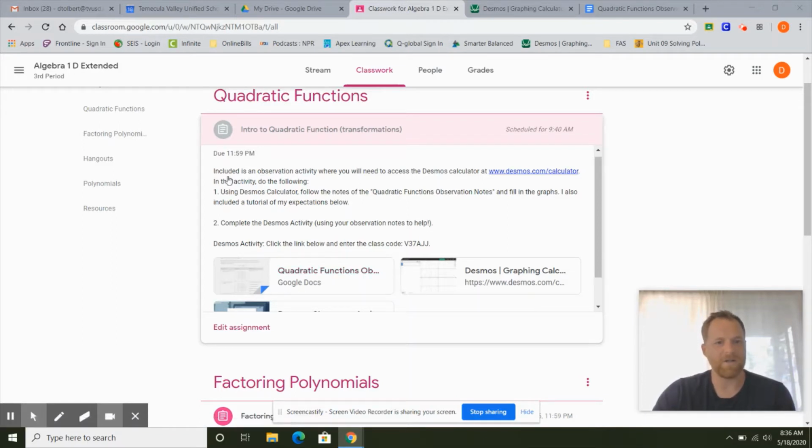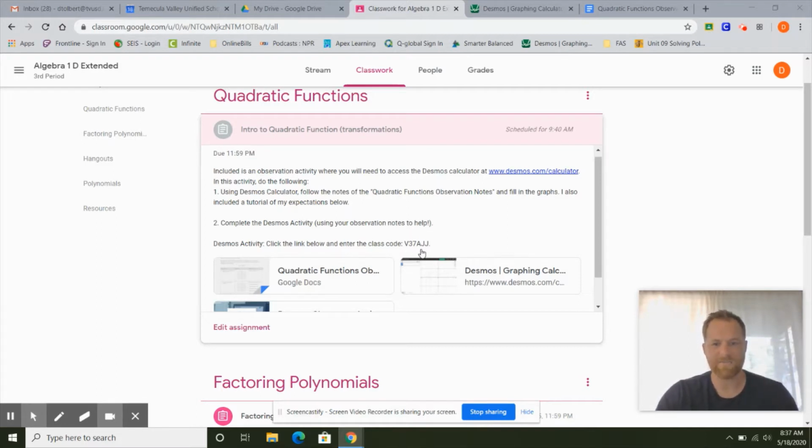So to quickly read, include an observation activity where you need to access the Desmos calculator, use the calculator, follow the notes of the quadratic functions observation notes and fill them out completely. And then you can post them back in, either take a picture of them or upload them. And then, of course, complete the Desmos activity. And right here is the class code, which you will need to enter, and put in your name as well.